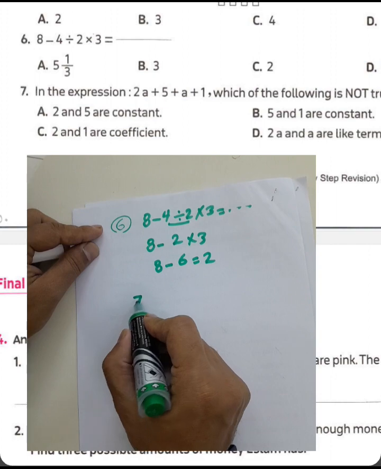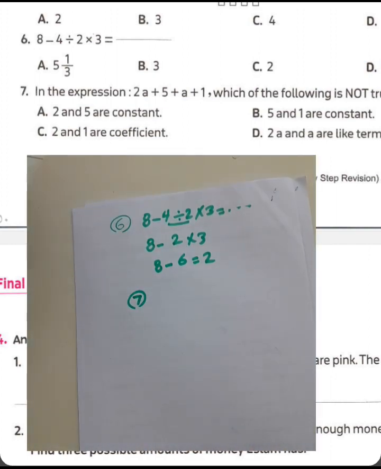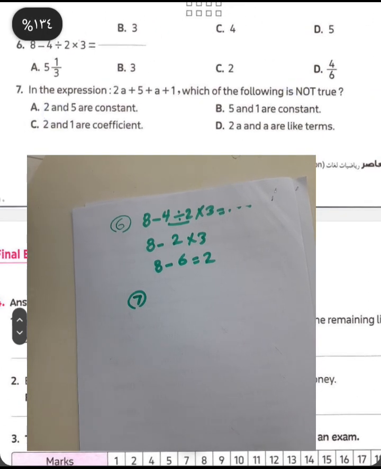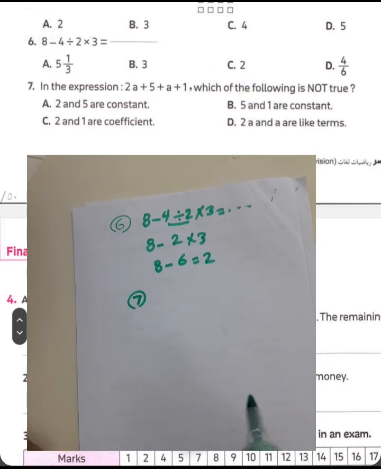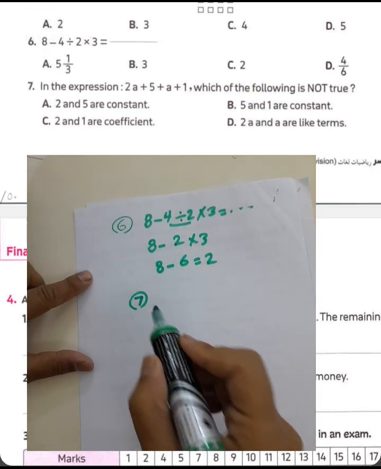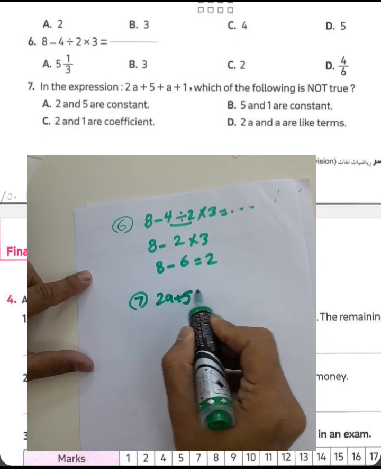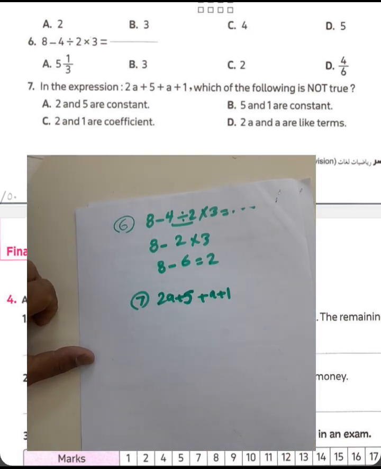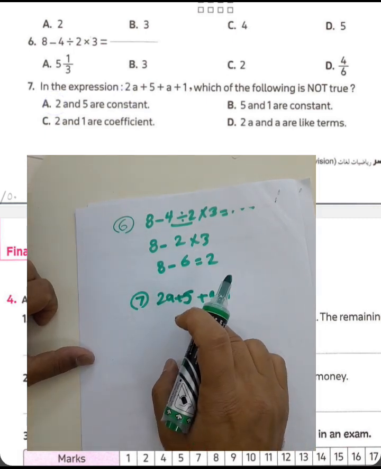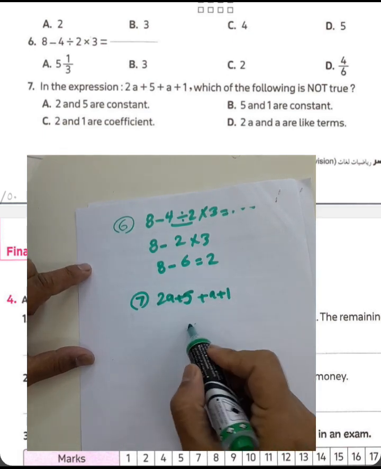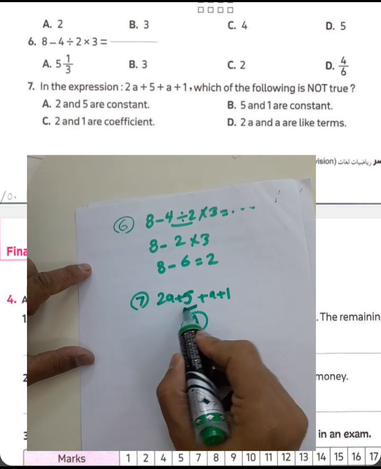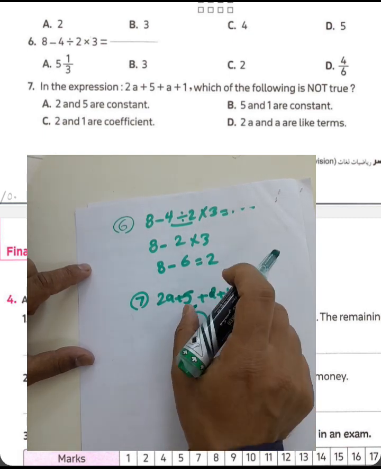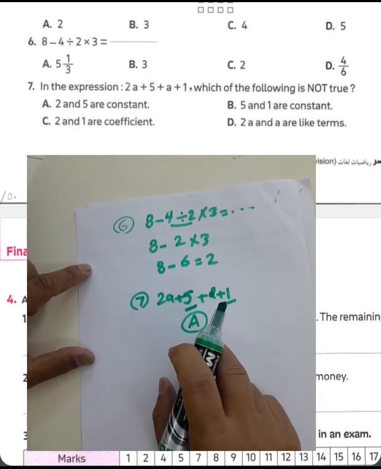Question number 7. In the expression 2a plus 5 plus a plus 1, which of the following do we need to do? We have 2a plus 5 plus a plus 1. 5 and 2 are not constant. Are they constant? No. You choose letter A because the constants here will be 5 and 1. We call them the constants. So the wrong answer, not true, it will be letter A.